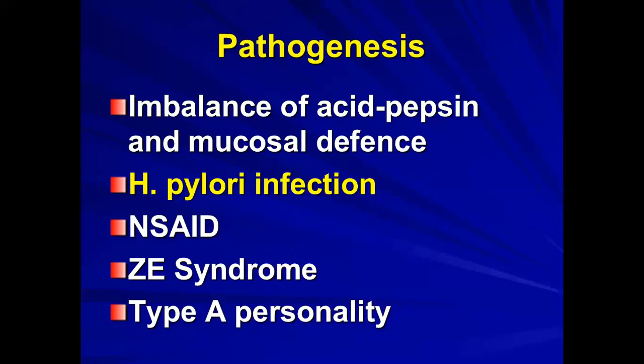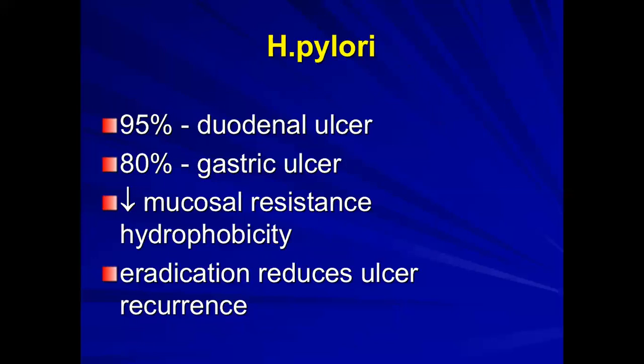And type A personality, again the worry: type A personalities have more worries, they are more overthinkers, so they develop ulcers. H. pylori is the cause of 95% of duodenal ulcers.